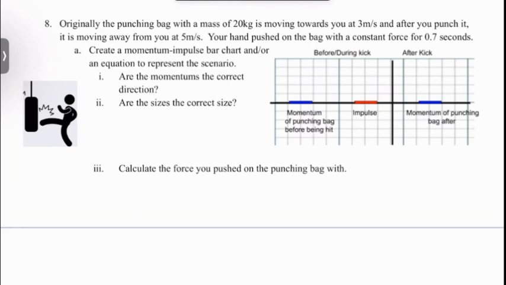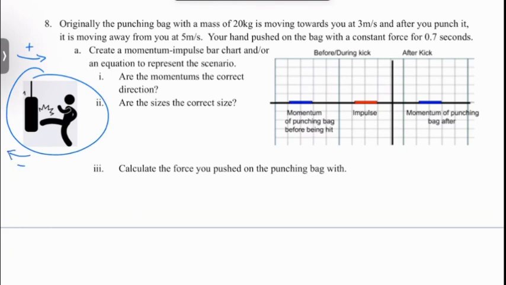So the first thing is the momentum of the punching bag before it's getting hit. It doesn't matter if you make it positive or negative as long as everything else matches. So, for example, it's moving towards me, which I would say in this picture, moving towards you is to the right. So I'm going to say that's the positive direction. And then after you punch it, it's going to go away from you, which is going to be the negative direction.